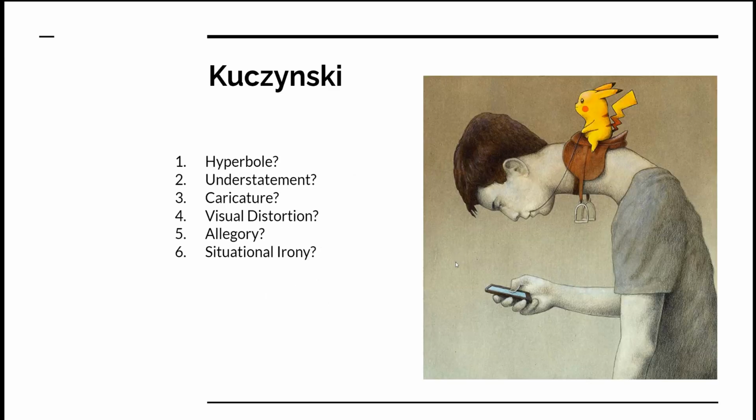But let's take a look at Kaczynski stuff and see if we can find all of these different techniques in there. So we're looking for hyperbole, understatement, caricature, visual distortion, allegory, and situational irony. If we look at our piece right here on the right, it's called Pokemon Go. I think this is a good piece because it really does contain every single one of these techniques. And let's talk about how.